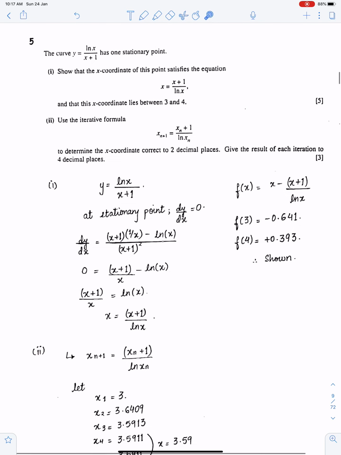Question number 5. The curve has one stationary point. For that, you just need to differentiate this equation by using the u upon v rule. We have this. Equate the gradient to 0 and then get the answer.